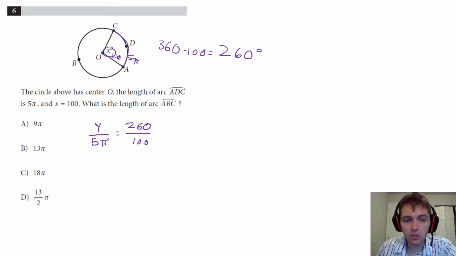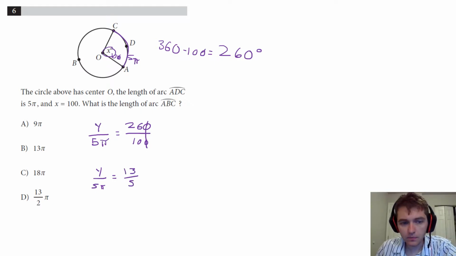So first thing you can do is simplify over here. You're looking at 26 divided by 10. Let's go ahead and divide both numerator and denominator by 2, and we'll rewrite over here. 5 pi is equal to 26 divided by 2, which is 13 over 5. That does not reduce any further. To isolate your y, multiply both sides by 5 pi.